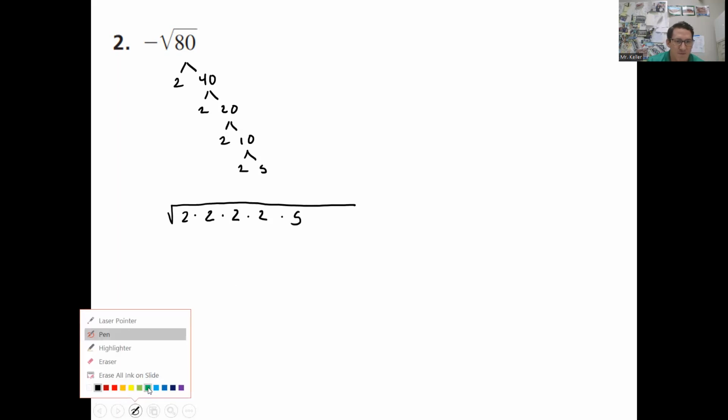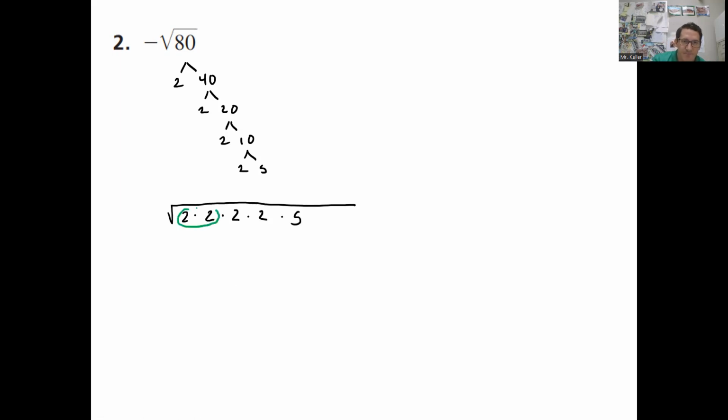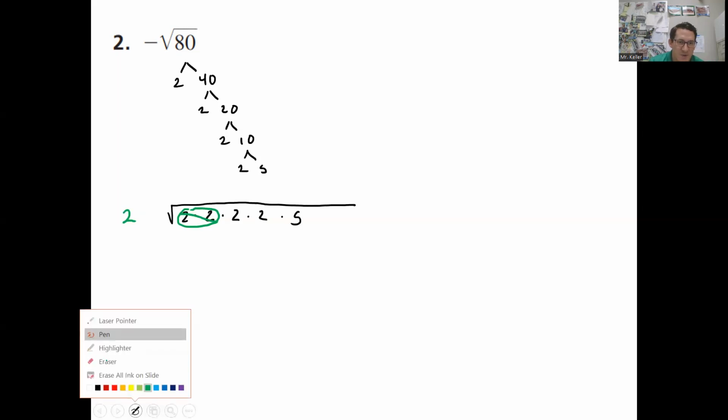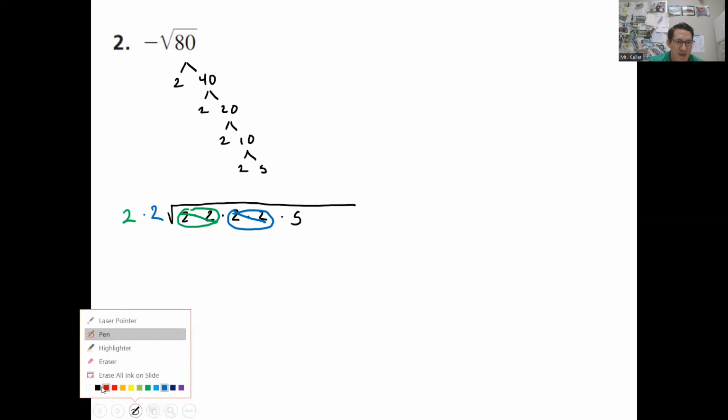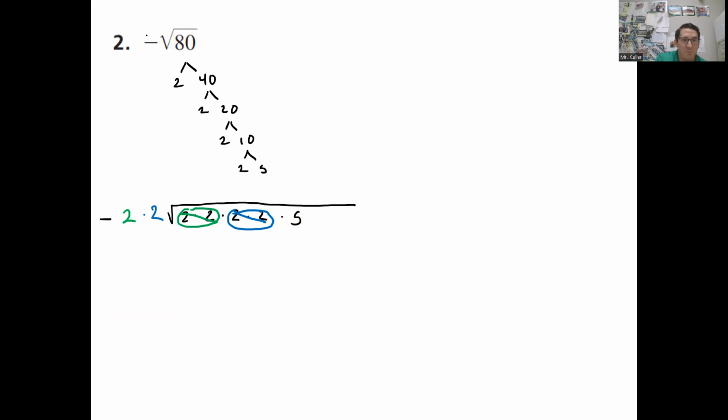And so now I'm going to look for buddies. So I have a pair of 2s. For every pair, one goes on the outside. Another pair of 2s. For every pair, one goes on the outside. And then, don't forget the negative. Bring down the negative here. So it's going to be negative 2 times 2 is 4. So negative 4 on the outside, and there's still a 5 left on the inside. And there we are, good with that.